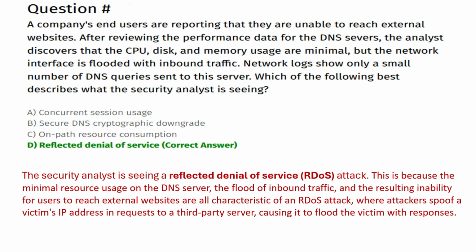Option A, concurrent session usage. Option B, secure DNS cryptographic downgrade. Option C, on-path resource consumption. Option D, reflected denial of service. So let's check the explanation.